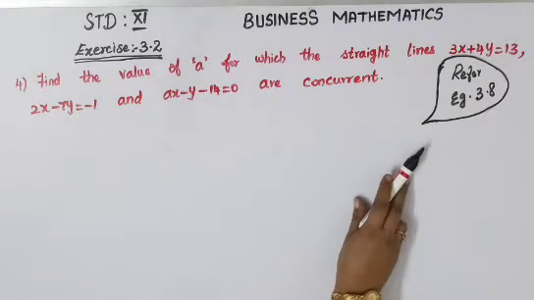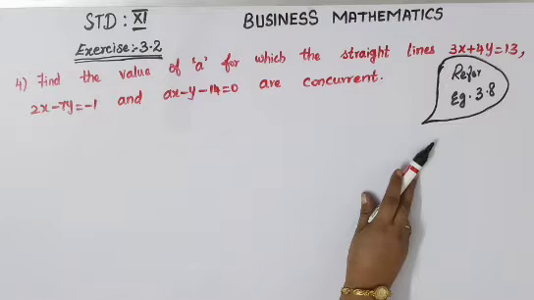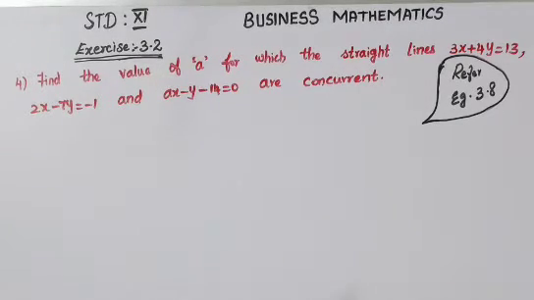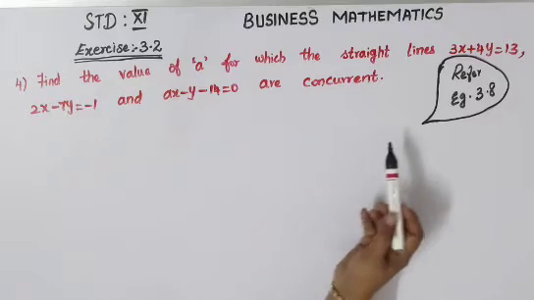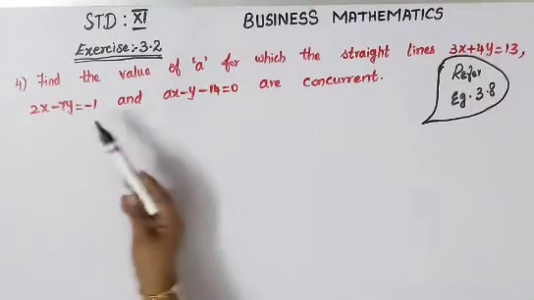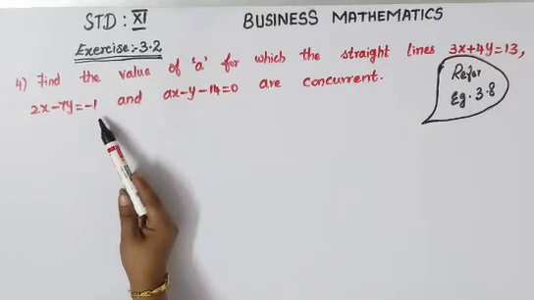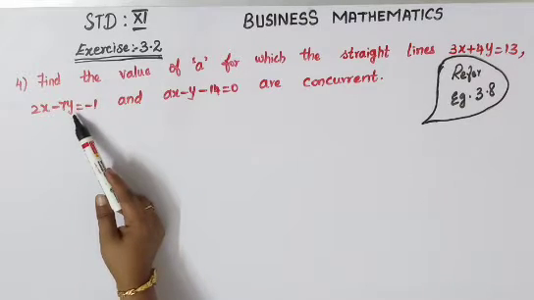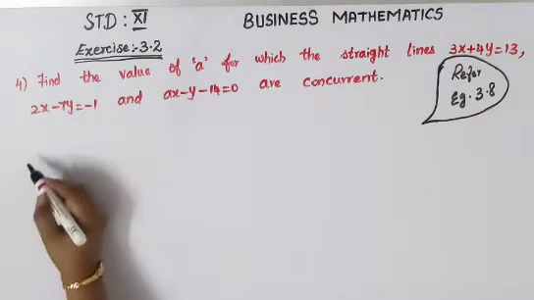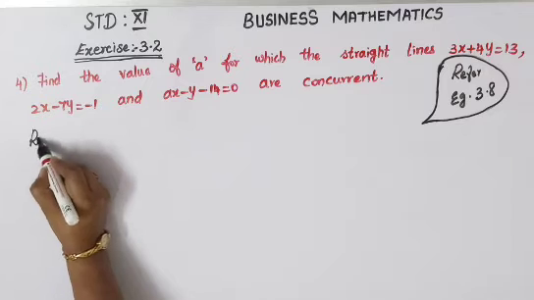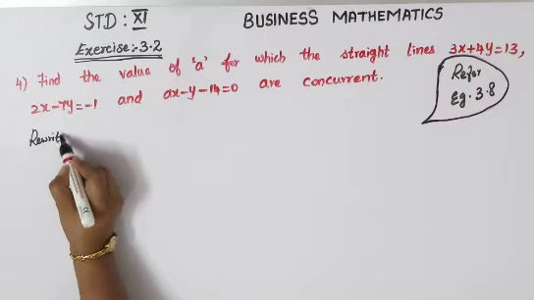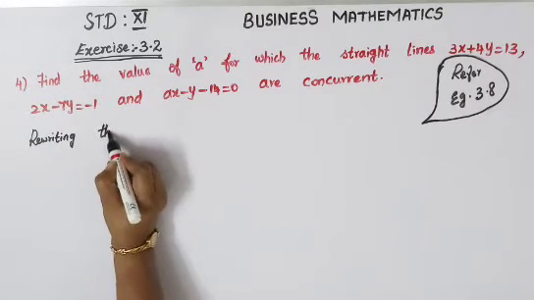The same kind of sum you will have in your Example 3.8, so you can refer there. Just see, it is given equal to 13 and here equal to minus 1. So first we'll have to rewrite it. Take this constant towards your left hand side. So I'll get it as rewriting the given lines.